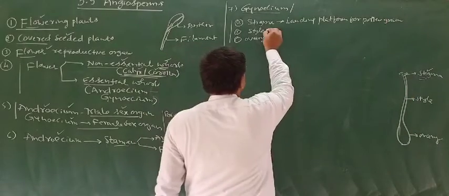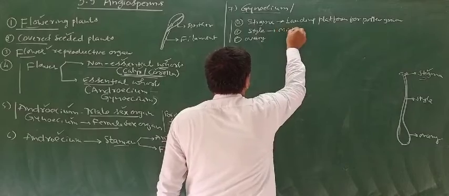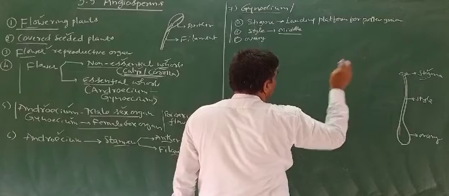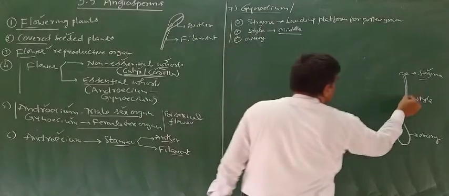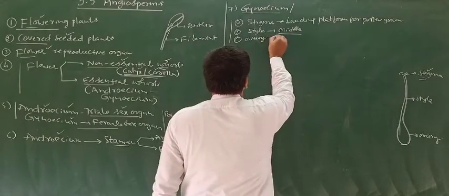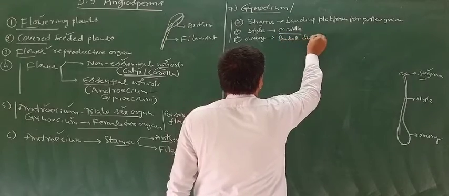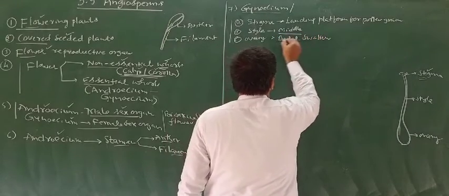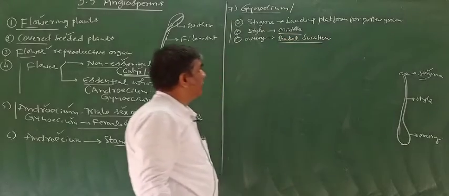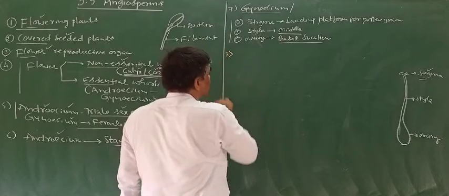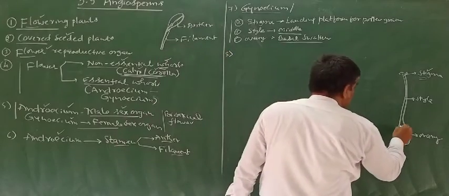And style is the middle elongated portion of the pistil. And ovary is the basal swollen part of the pistil. And for us, this ovary is a very important part as far as reproduction is concerned.